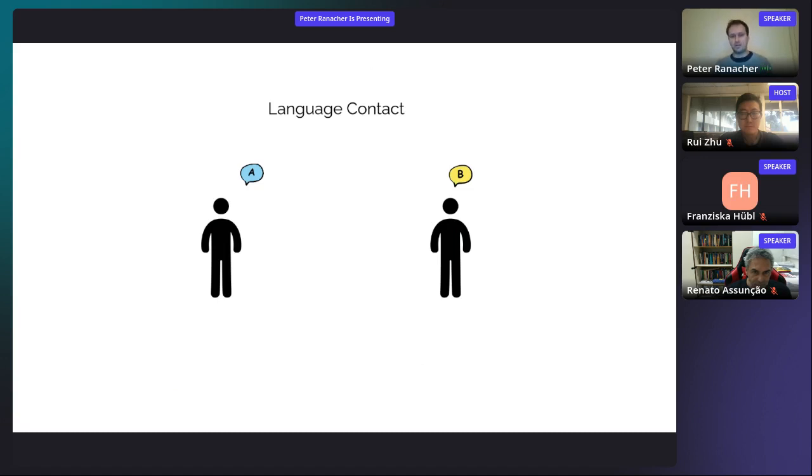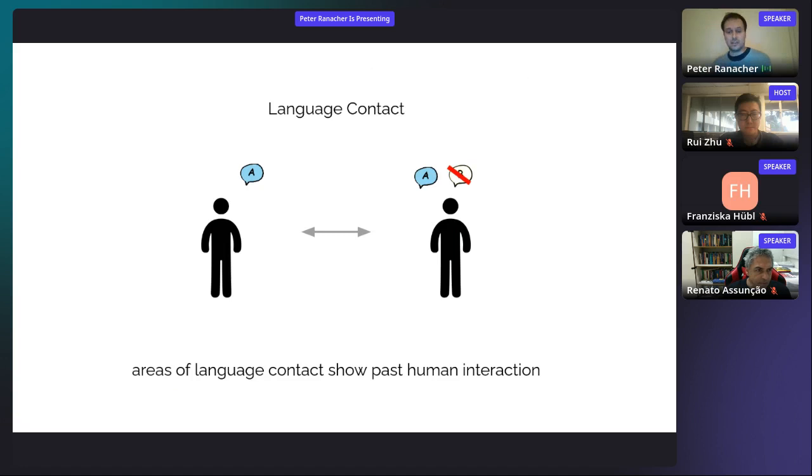Now, one of the phenomena or processes that we study is particularly intriguing, and it's language contact. In language contact, you see here two people speaking two different languages, and when these people are in contact with each other, they are likely to assimilate and to exchange properties. In this particular case, the person on the right changes one of her properties and adapts to the property of the person on the left.